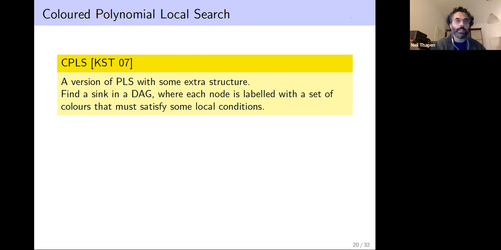So ten years later, we were able to extend that a bit higher up these theories. So CPLS, colored PLS, I won't give the full definition, but it's something like PLS, but has some extra structure. So rather than just having a DAG, you have a DAG where each node is labeled with a set of colors, and there's some condition on the relation between the colors of a node and the colors of its successor, well, its neighbor in the graph. And you have to search for a sink, or you have to search for somewhere where the colors don't quite match up.